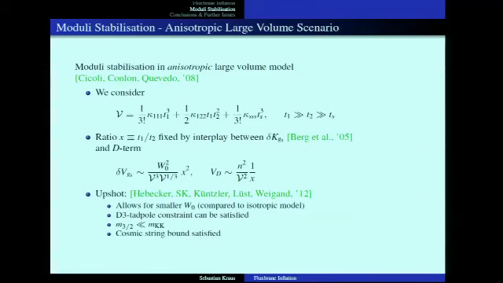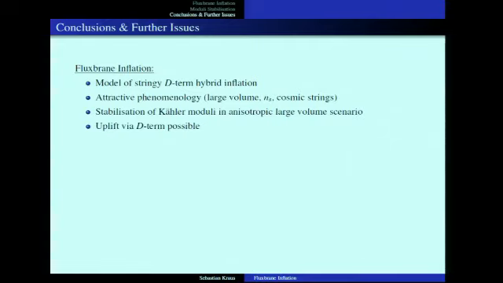So the tadpole constraint can be satisfied. We don't have the problem that the gravitino mass is too big anymore, and it also turns out that this is precisely the direction in which we have to go in order to lower the energy density of our cosmic strings so that the bound is satisfied. Okay, this is basically the outcome.